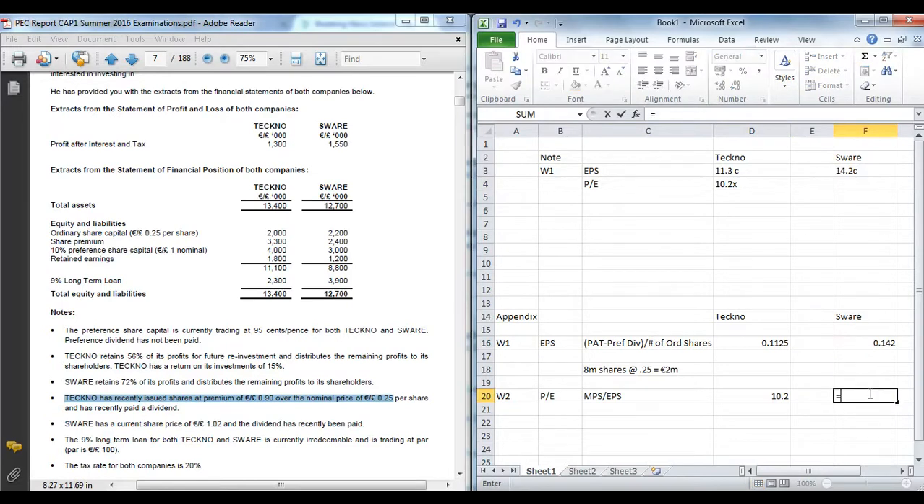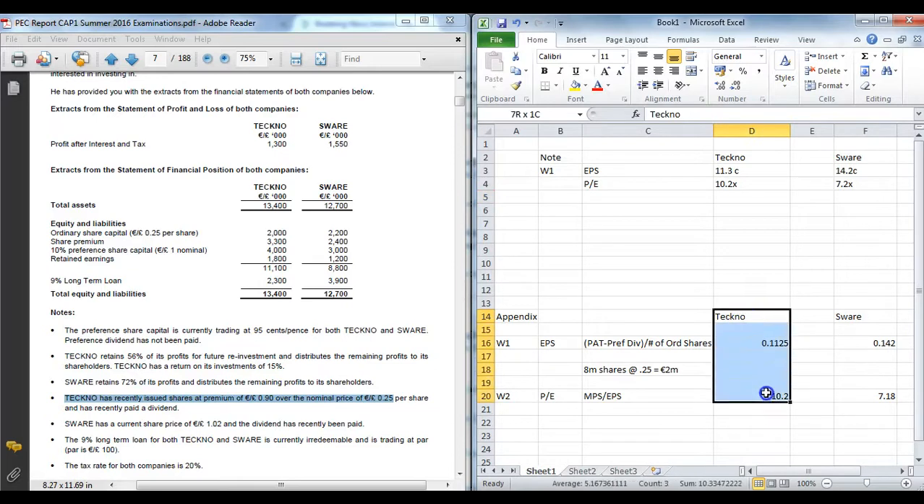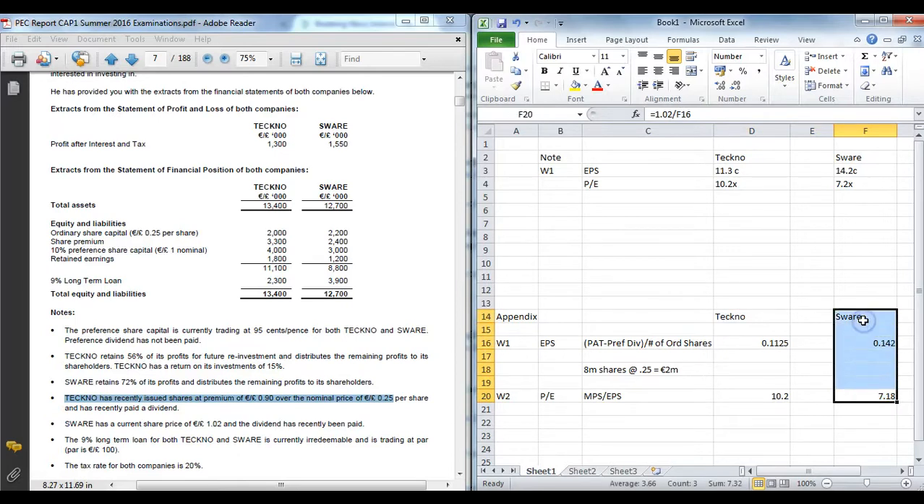Swear is a similar approach. You're told directly here that the share price is €1.02, so you don't have to do any calculations, and it's divided by 0.142. So the price earnings ratio here is 7.2. So we'll just round 7.2 times. So it's clear here that the investors see Techno as a more attractive investment than Swear because they're willing to pay more for the earnings to buy a share in each of them. So the investors are only willing to pay 7.2 times earnings to buy a share in Swear, whereas they're willing to pay 10.2 times in Techno. And we'll cross-reference that, working 2.